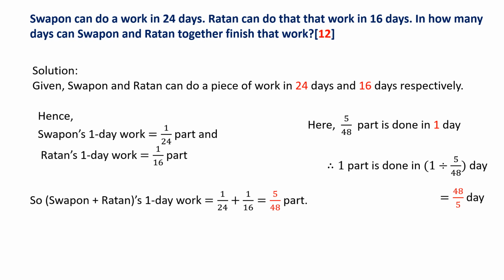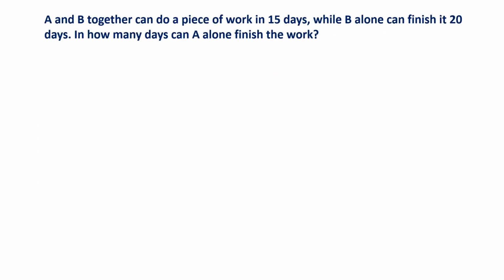Okay students, let us see our next problem in this row. A and B can do a piece of work in 15 days, while B alone can finish it in 20 days. In how many days can A alone finish the work? Well, I have taken this problem from another book, not from your book. Well, that doesn't mean that this math is complicated. It is so basic, but it is not in your textbook. So keep a close attention on this math.